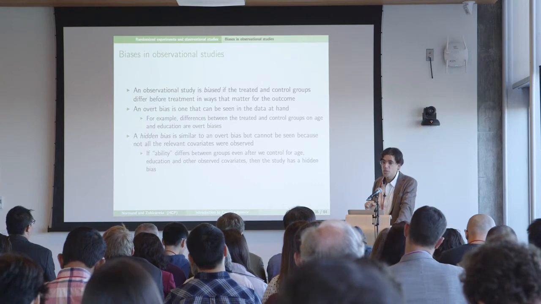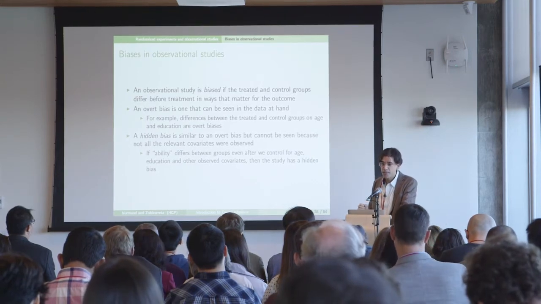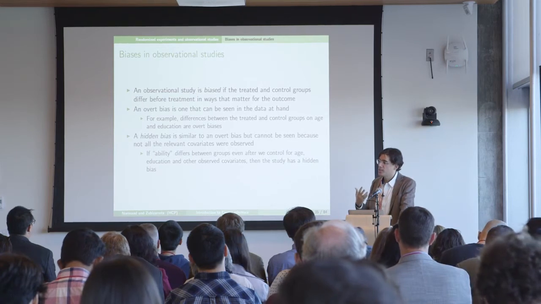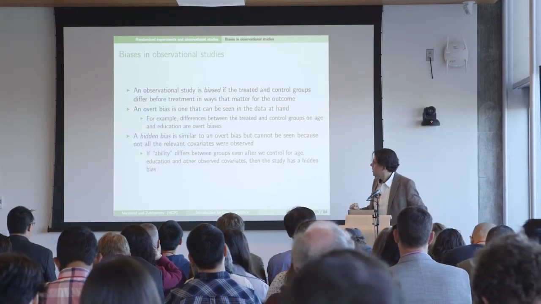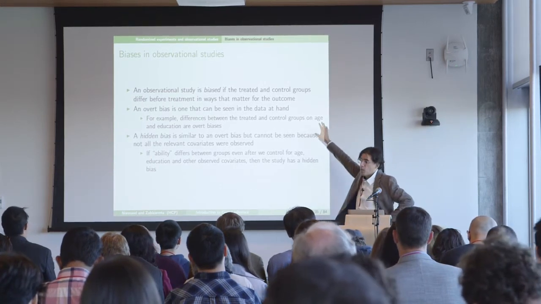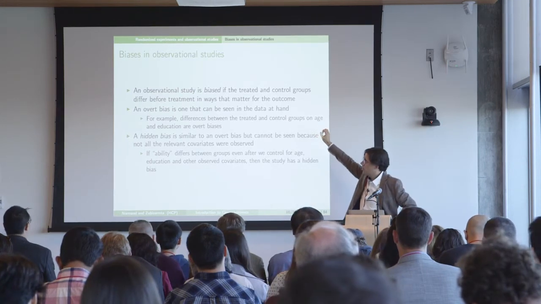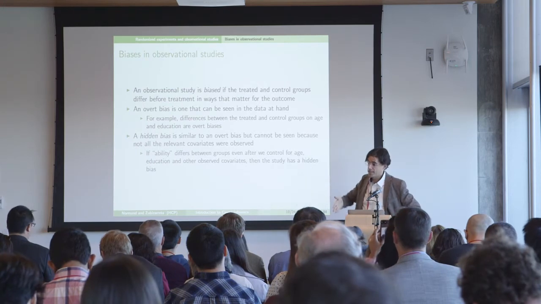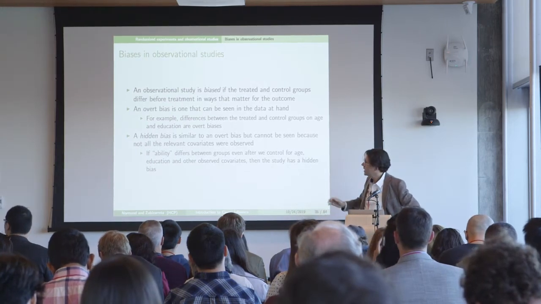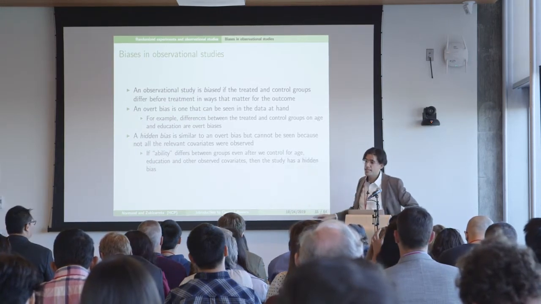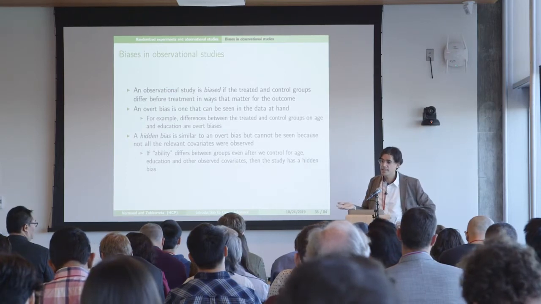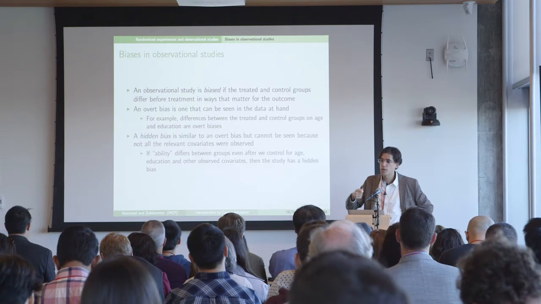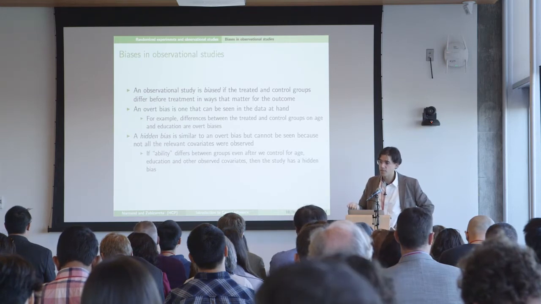Hidden biases are going to be the elephant in the room all the time, and these are biases due to variables that we didn't get to observe. So an overt bias in our running example about the labor training program would be differences in age or education, which we're measuring in our study. Hidden bias would be something like ability. Workers have different abilities, and that also affects their earnings, and it's likely to be correlated with whether they participate or not in the program.